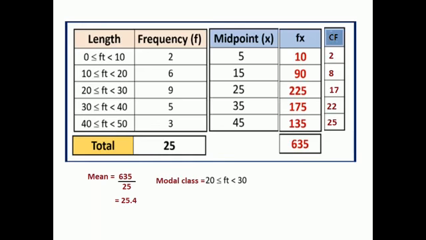Then the last one is median. How can we find the median? The total frequency plus 1 divided by 2, that is 13. Okay, look at the cumulative frequency. Where is 13 coming? In the third group, 17. Inside the 17, third. Okay, so the group is 20 to 30. So this is the way you have to complete the box: mean, mode and median.